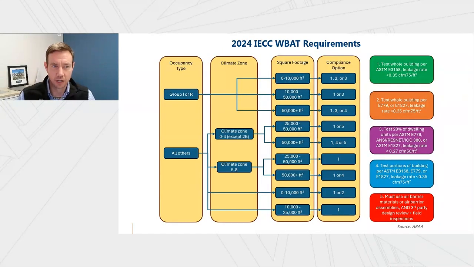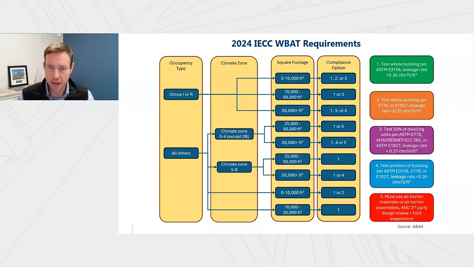This is a flow chart showing the different whole building air leakage testing compliance paths in the newest 2024 International Energy Code. Note that adoptions by more states are anticipated as they go through their upcoming code adoption cycles. There's a lot here, but the required path with a code is also project specific, depending on the building's occupancy type, climate, and size.